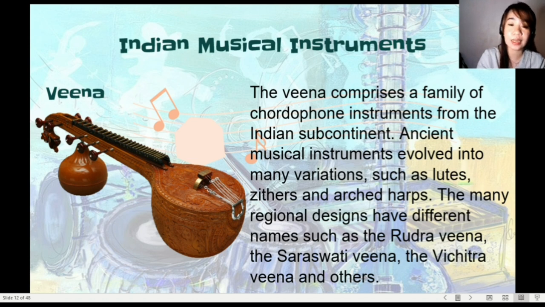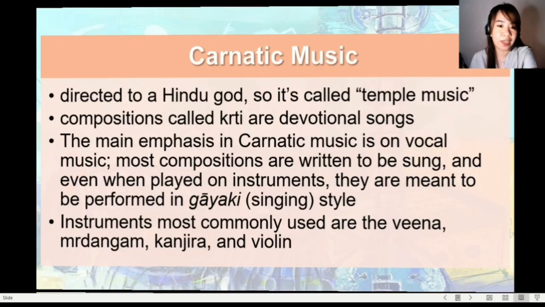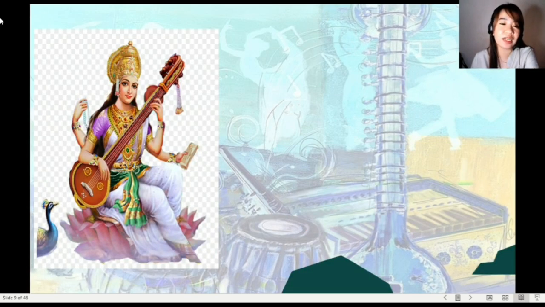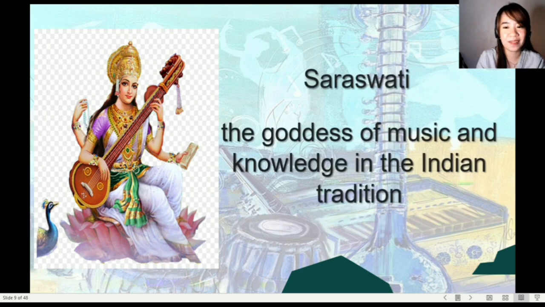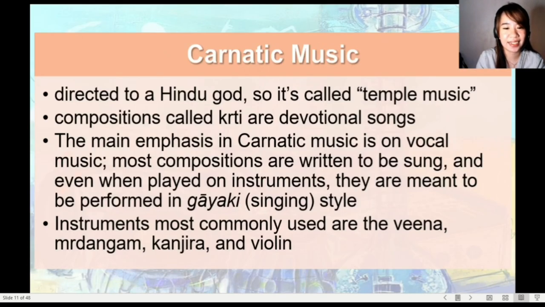So, let's go back to the picture. In this picture, I asked you what instrument she is playing. The correct answer is veena, a chordophone instrument. That's why, in the southern part of India, they have another type of veena that they call Saraswati veena. It's because of Saraswati. Now let's move on.